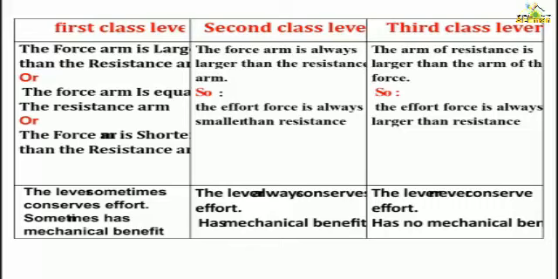The first class, when the force arm is larger than the resistance arm, or equal or shorter than the resistance arm, this lever sometimes conserves effort and sometimes has mechanical benefit. Second class lever, the force arm is always larger than the resistance arm, so the effort force is always smaller than the resistance, so the second class lever conserves effort and has mechanical benefit.